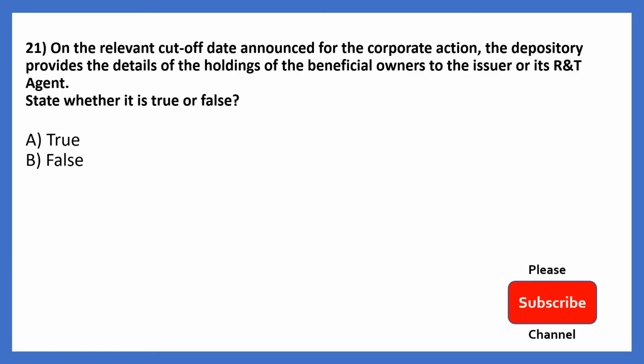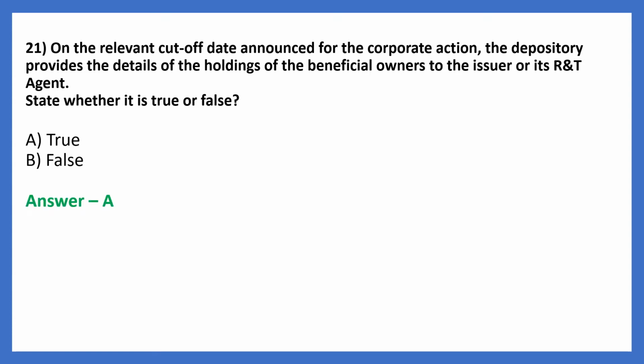On the relevant cutoff date announced for the corporate action, the depository provides the details of the holdings of the beneficial owners to the issuer or its RNT agent. State whether it is true or false. The correct answer is option A, true.